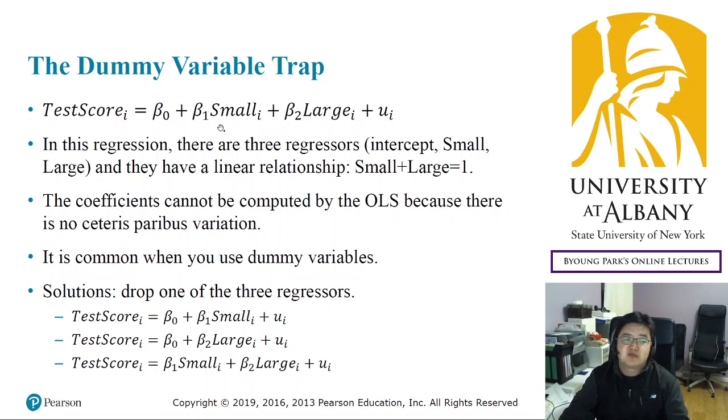This problem is quite common. So you have to drop one of the 3 regressors. If you drop the last one, you get beta 0 intercept and small. Or if you drop the small variable, you have intercept and large. Alternatively, it is also possible that you drop the intercept and use these 2 variables at the same time. That is a legitimate model. So you need to choose one of these 3 models to estimate.